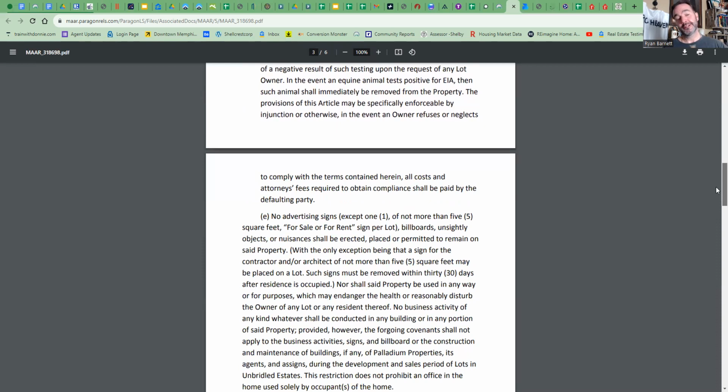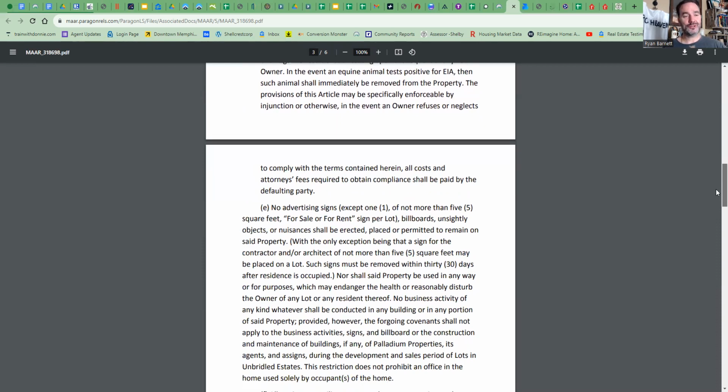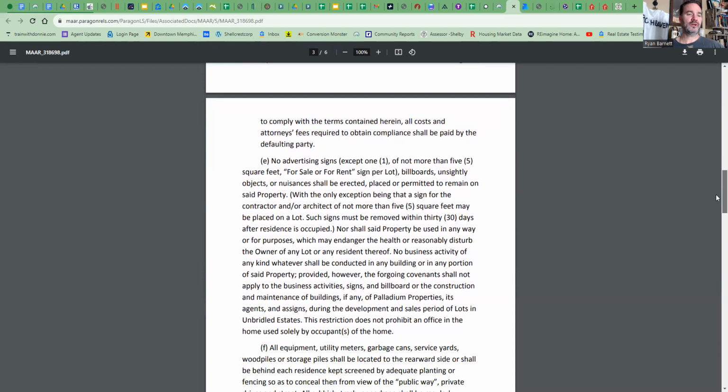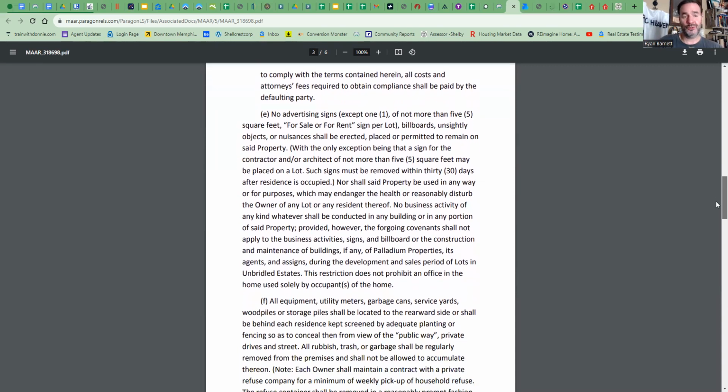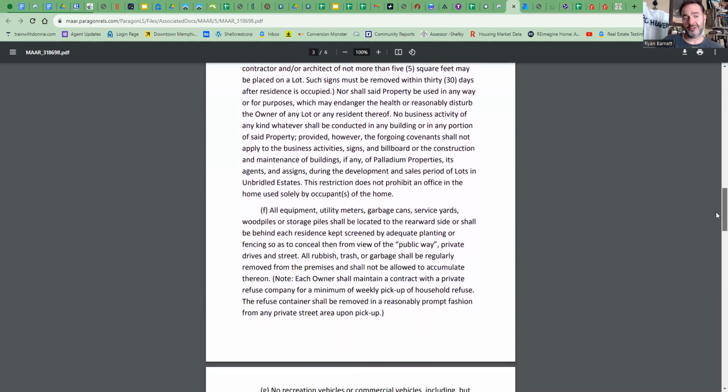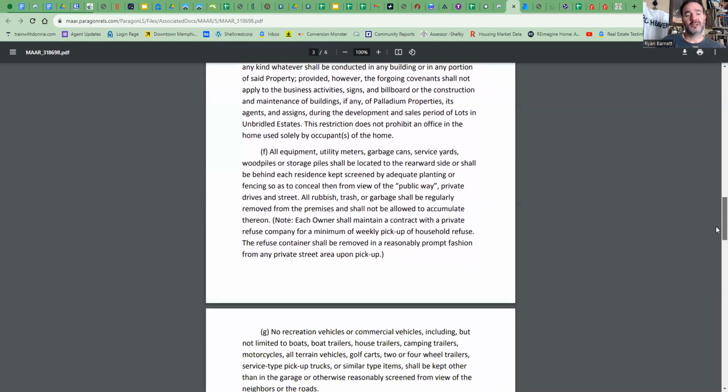So forgive me if you're not into horses on this. So no advertising signs, not more than 5 square feet. I guess it's so you don't end up renting out a billboard on your land of 4 acres out here in Fayette County.